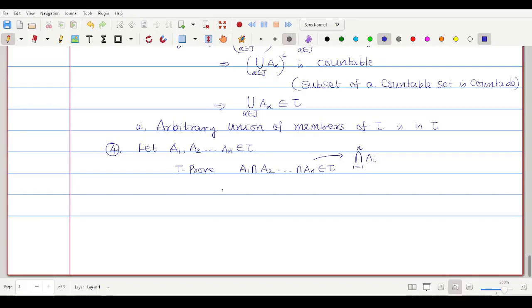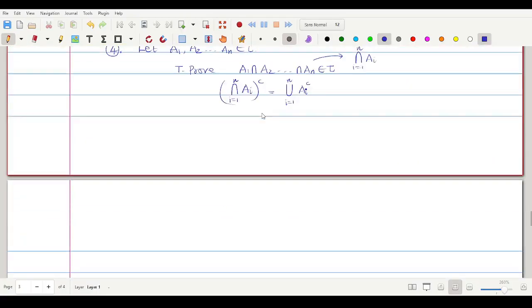Now let me check its complement. By De Morgan's law, the complement of the intersection of all i equal to 1 to n of Ai is equal to the union i equal to 1 to n of Ai complement. So if Ai complement is equal to the whole set for some i, this implies that the union becomes the whole set. If any one of them is the whole set, then the union is the whole set.